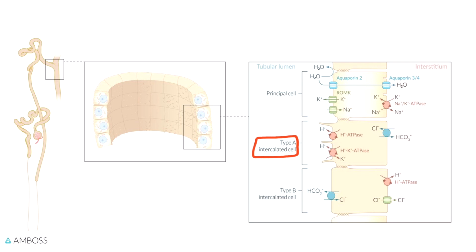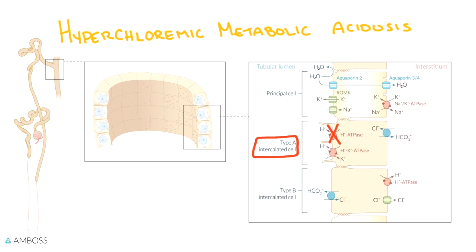This normal physiology is altered in type 1 RTA, where the type A intercalated cells fail to secrete hydrogen ions into the tubular lumen. This leads to the retention of hydrogen ions within the tubular cells and a progressive backleak into the interstitium. Subsequently, bicarbonate is also lost through the tubular lumen in exchange for chloride ions. This results in hyperchloremic metabolic acidosis, which is a normal anion gap metabolic acidosis. The inability to acidify the urine explains the alkaline pH of the urine in type 1 RTA.